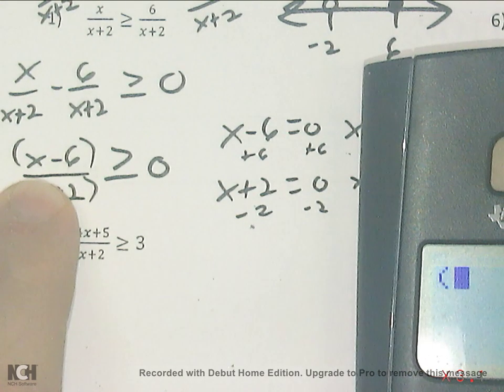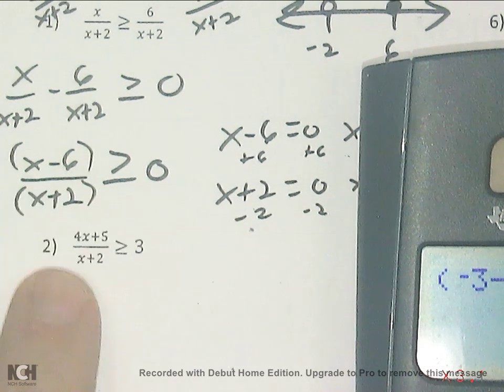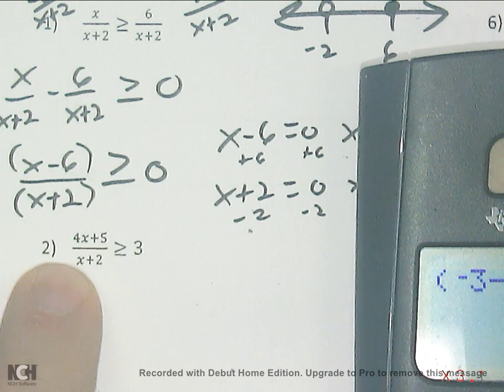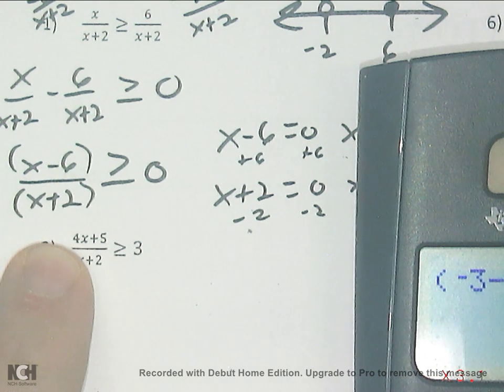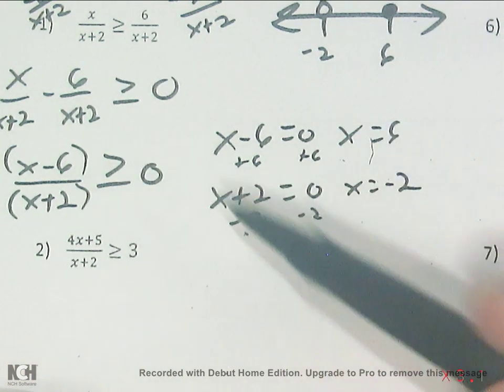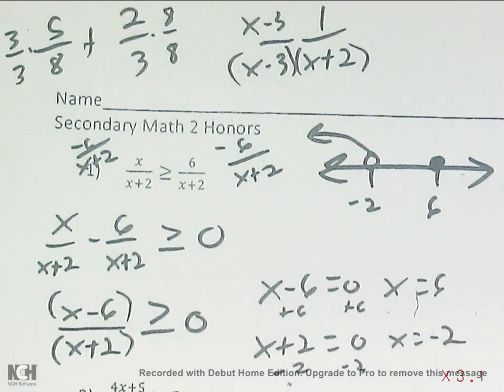So to test those, I'm going to plug in a number that's before negative 2, so let's plug in negative 3. So parentheses negative 3 minus 6. Oh, actually I have to minus a 6. Divided by, and notice how I'm putting them all in parentheses. That's the way it's dividing the entire thing. Negative 3 plus 2. I'm sorry, I didn't put those in parentheses. Negative 3 plus 2. And then I get positive 9. Well, I'm looking to see what is greater than or equal to 0. So 9 is greater than or equal to 0, so that means everything less than negative 2 works.